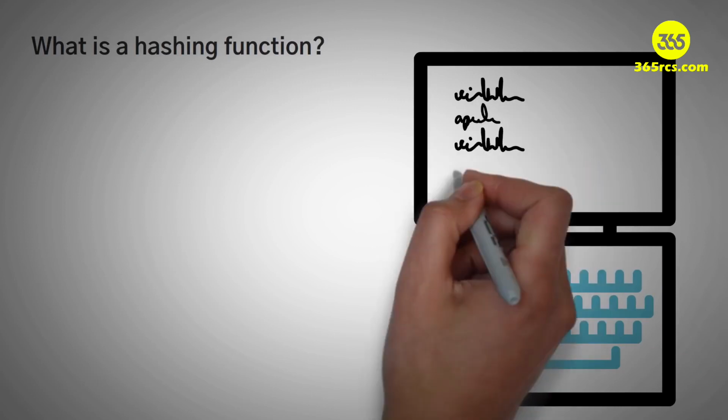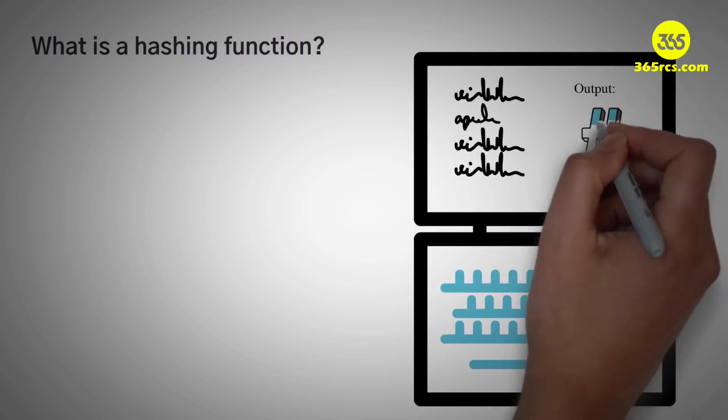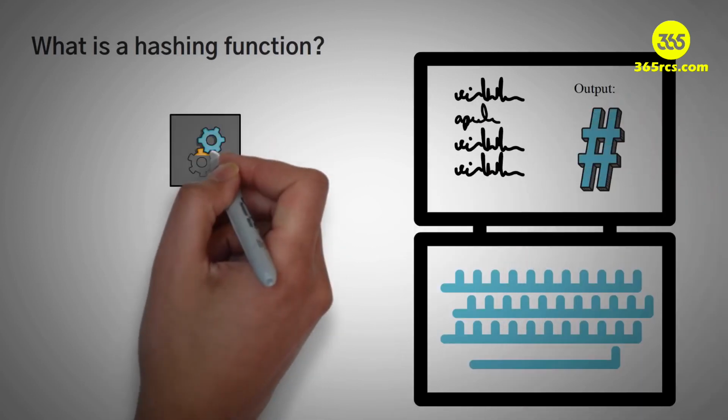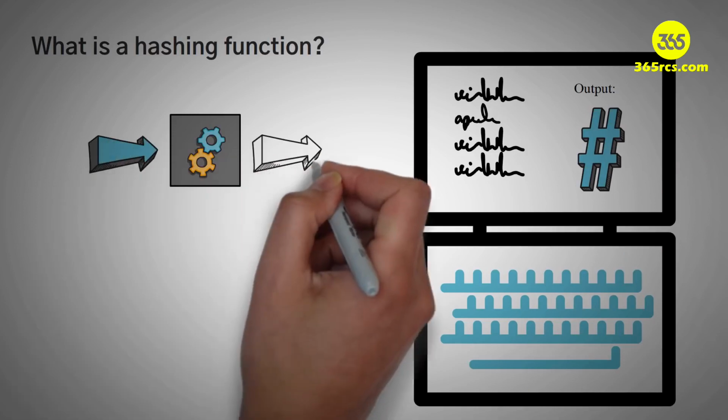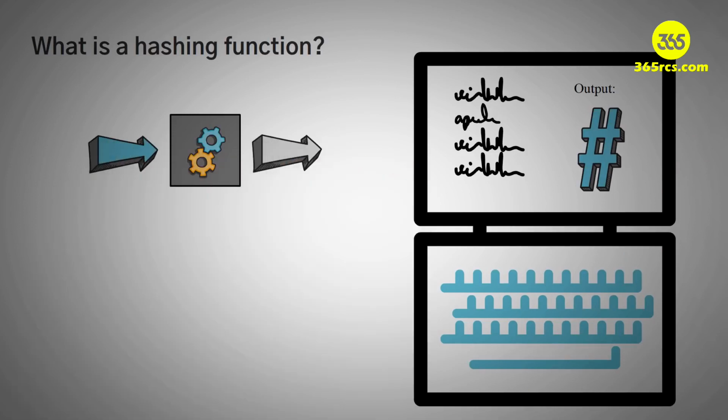So the next big question is, what is a hashing function? A hashing function is a system where you can put something into it and it'll output a hash. Now there's a ton of math happening inside this magical black box, but essentially you give it something and it gives you something. In this case, Bitcoin uses the SHA-256 hashing function.